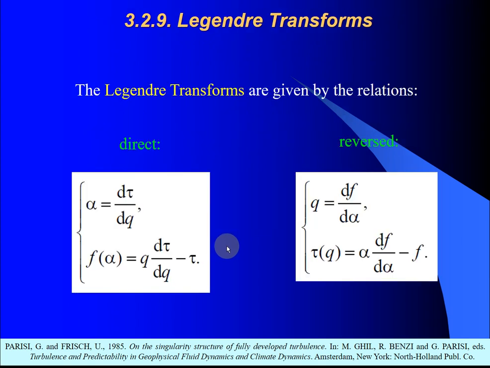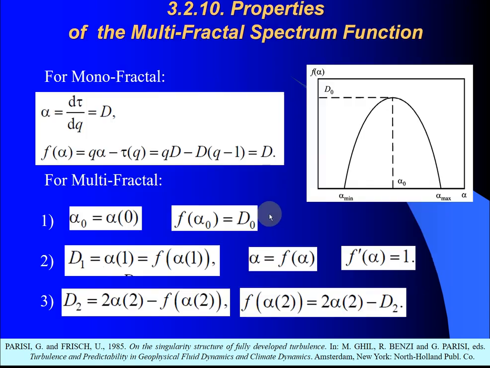Now consider the Legendre transforms. These transforms are well known from thermodynamics, and it is some idea how these transforms can be used for multifractal analysis. There are two kinds of these transforms: direct transforms and reverse transforms. And these transforms connect the function f of alpha with the scaling exponent tau of Q and the Q value. The direct transform is given by the first system, and the reverse by the second system. On this slide, we can see the main properties of the multifractal spectrum function.